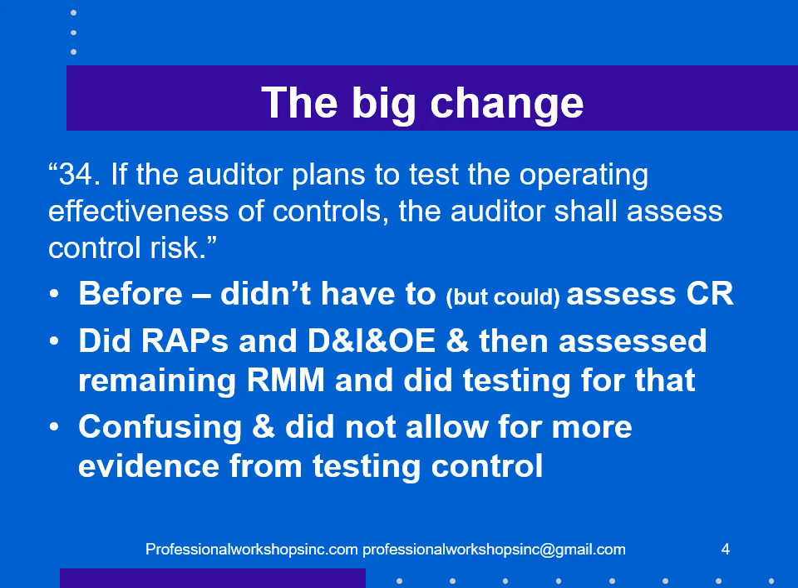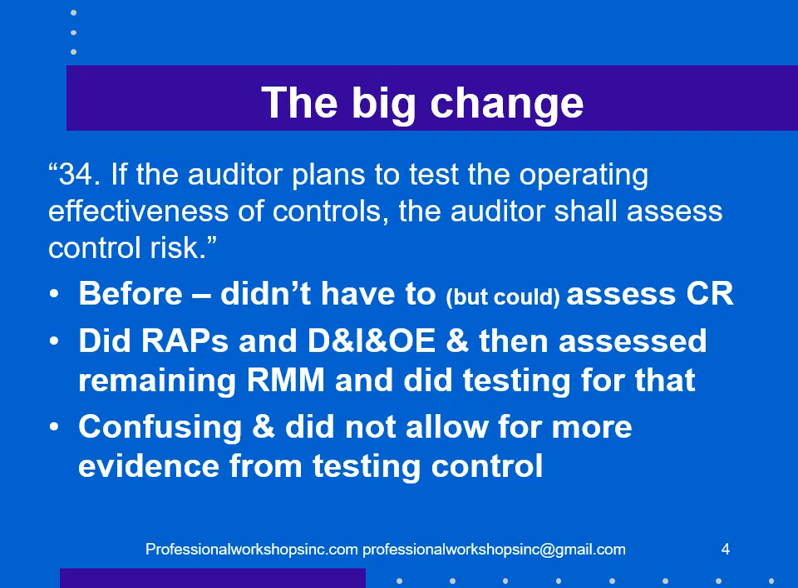The one big change is the addition of paragraph 34. If the auditor plans to test the operating effectiveness of controls, the auditor shall assess control risk. And before, you didn't have to, but you could assess control risk. Before, what you did was you did your risk assessment procedures and your D&I and operating effectiveness, and then you assessed the remaining risk of material misstatement and did substantive testing for that.